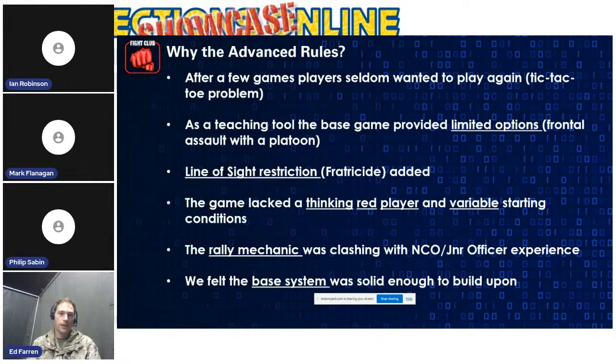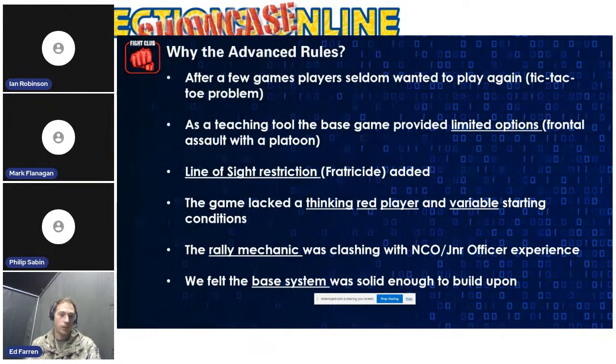As a teaching tool, the base game provided limited options because it was essentially a frontal assault, which is the thing we don't want to be teaching people to do. It is the worst case, and so therefore, as a tactical tool, it was pretty limited. The line of sight restriction, as mentioned, wasn't there, and that's really important for all of our training and operations, so we added it. We couldn't really get a blinking red player, so we added that in as the option to do that, and therefore giving them the variable starting conditions, such as the red defenses, means that actually red player has options rather than just choosing which counter to fire at.